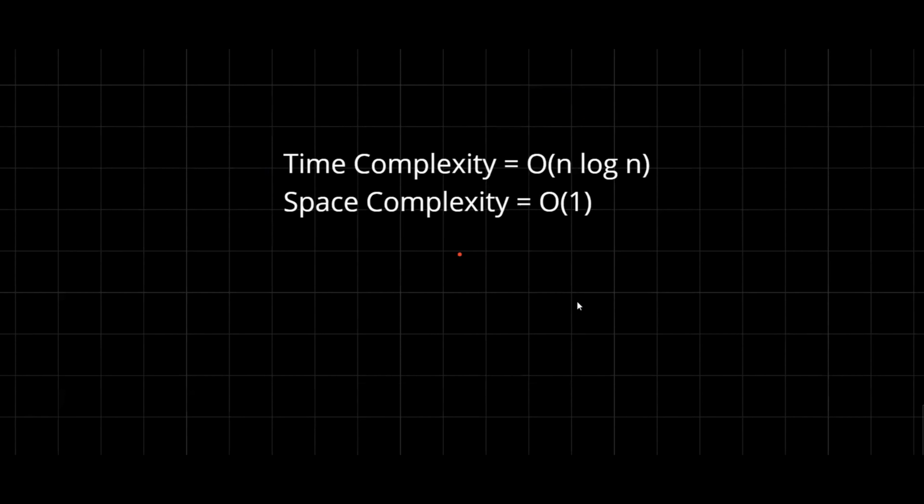In this program, the time complexity is big O of n log n because we are using the sorting function. So in the worst case, the sorting will take n log n. And the space complexity is big O of 1 because we are using only constant extra space to solve this problem.